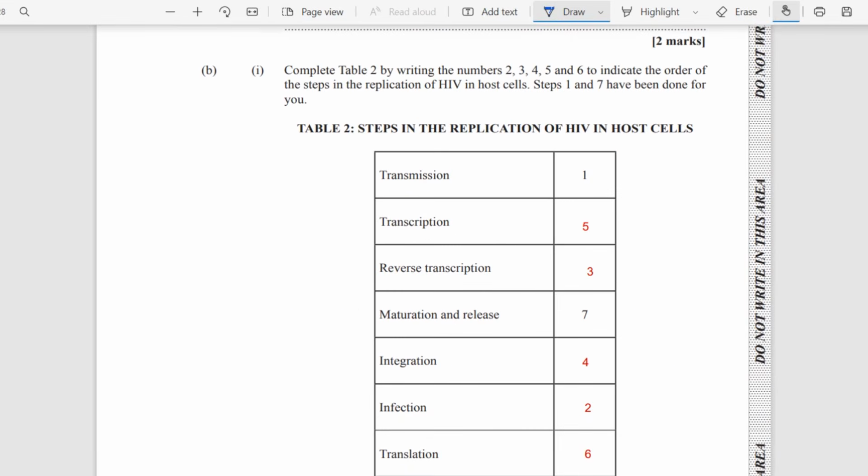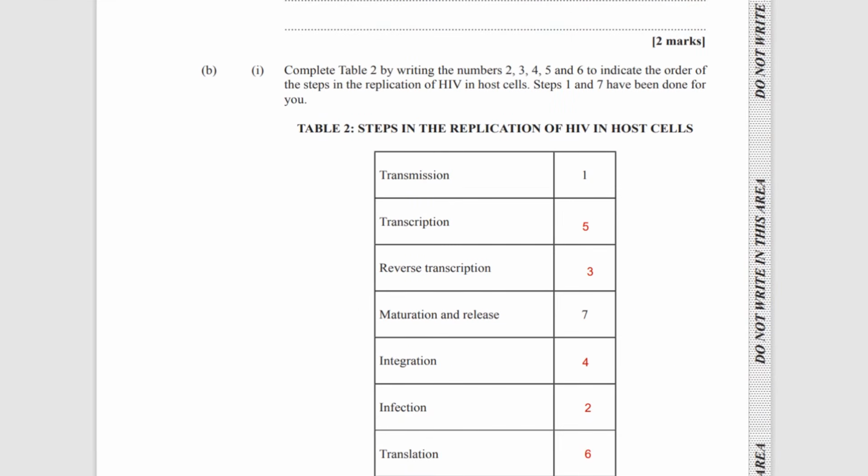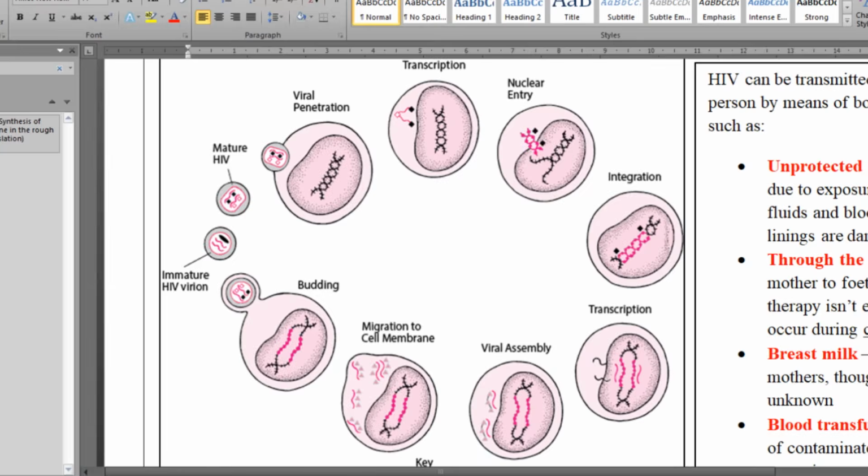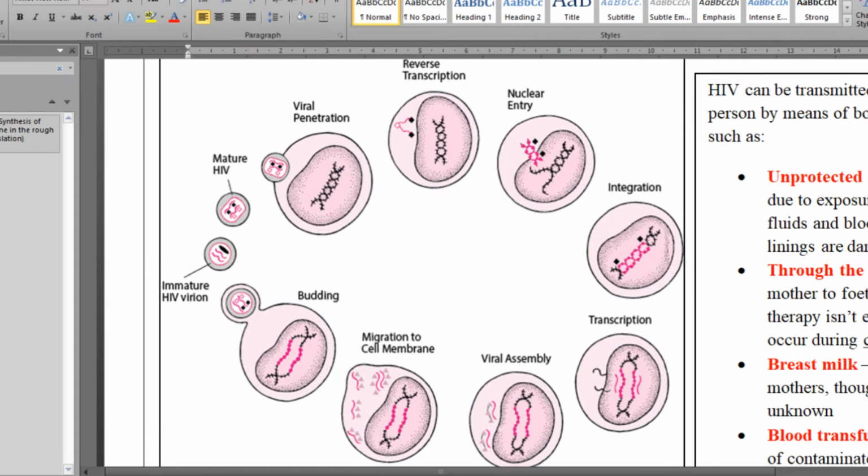Complete table 2 by writing the numbers 2, 3, 4, 5, and 6 to indicate the order of steps in the replication of HIV in host cells. Steps 1 and 7 have been done for you. Okay, now I'm going to put up a diagram, and the diagram here will help explain my answers that you see here. So let me see what's going on.